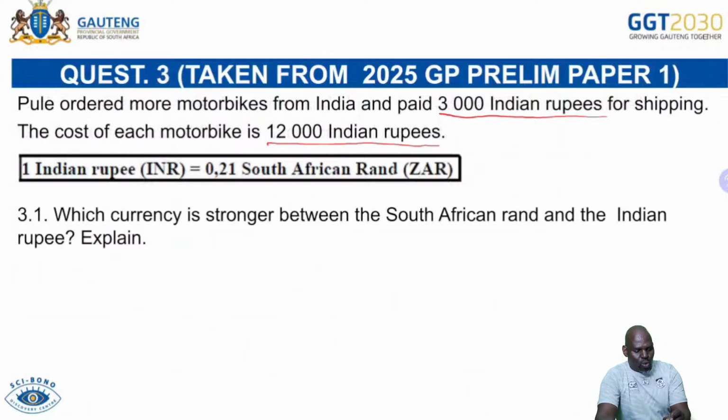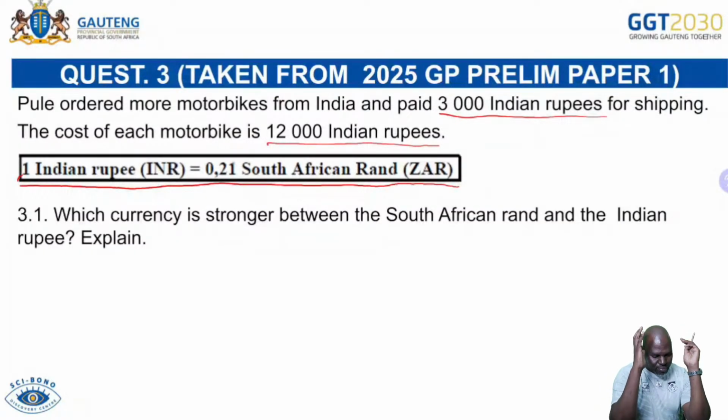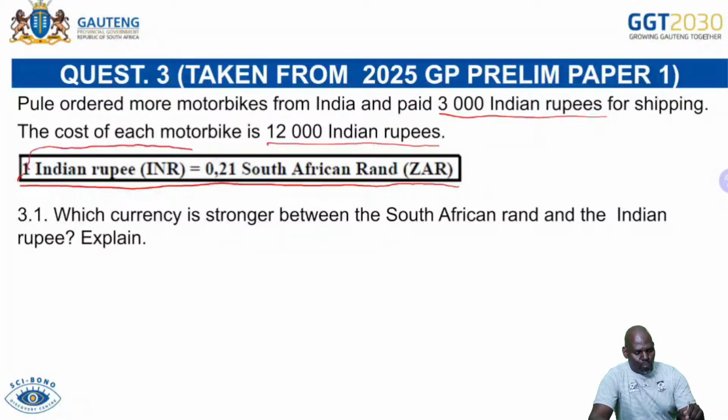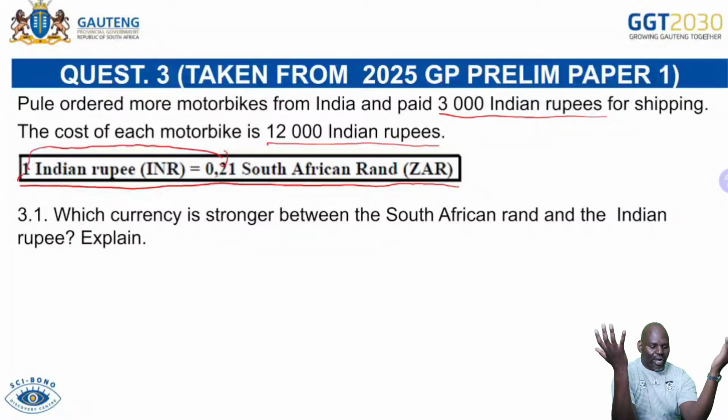Then if you analyze this exchange rate, you can see that you've got 1 and you've got 0.21. Now, between 1 and 0.21, which one is smaller? So 0.21 is smaller. So it means if you bring 1 Indian rupee to South Africa, you're going to get less number of rands. In other words, if you bring a million rupees, you're no longer going to get a million in terms of South African rands, but you're going to get less than a million.